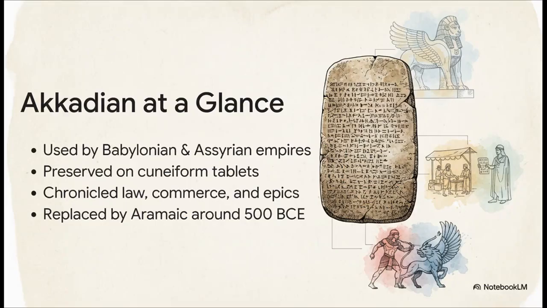And because they wrote on these durable clay tablets with a script called cuneiform, we have this incredible window into their world. These tablets saved everything from legal codes and business deals to incredible literature like the famous Epic of Gilgamesh. Akkadian was the dominant language for centuries before it was eventually replaced by another Semitic language, Aramaic, around 500 BCE.